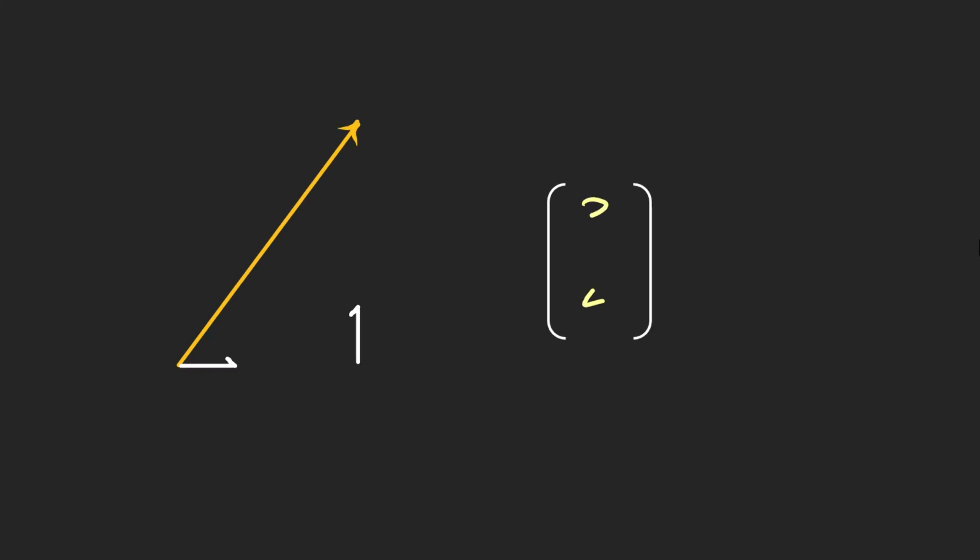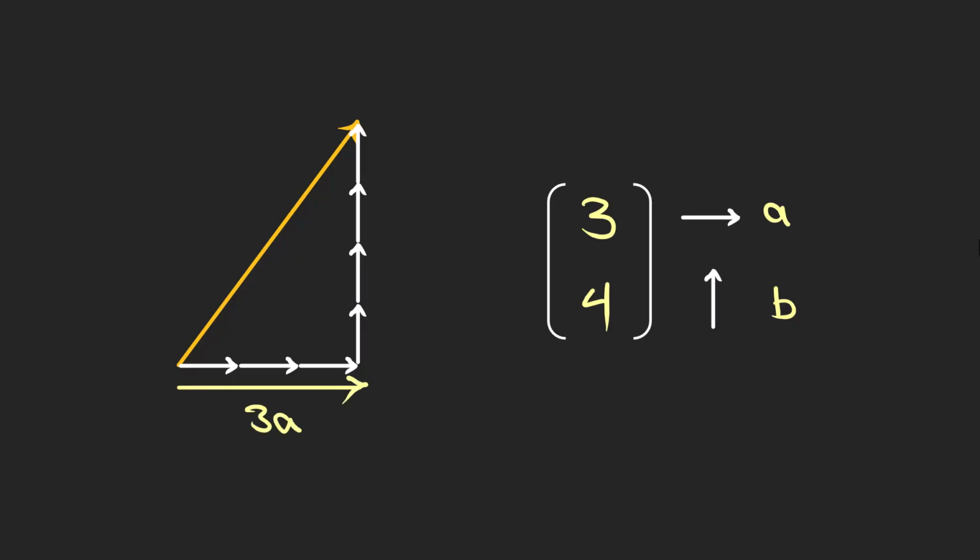We can represent this vector using this two-dimensional column matrix. It shows that we are adding 3 of these vectors with 4 of these ones to get the yellow vector. If we call these two vectors A and B, this one is the scaled version of the first vector, and this is the scaled version of the second. So this vector is simply the addition of these two scaled vectors.